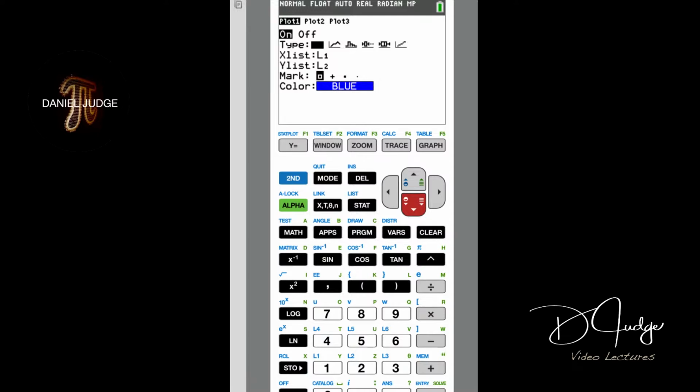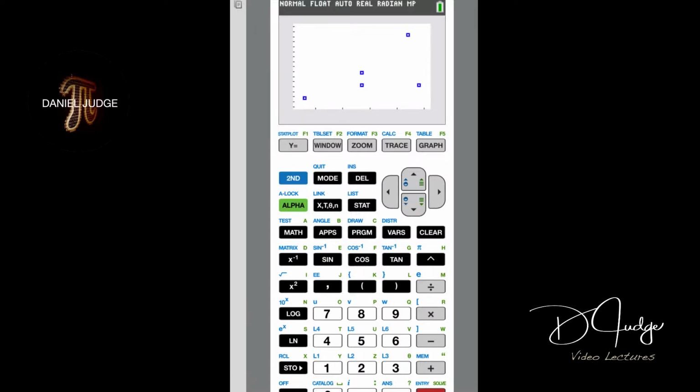Okay, I guess now we have to hit zoom and then zoom stat. And, I don't know, that doesn't look like it fits in the line at all. All my data, 1, 2, 3, 4, 5 data values. Maybe. We'll see. We're going to have to check to see the R and T values here.